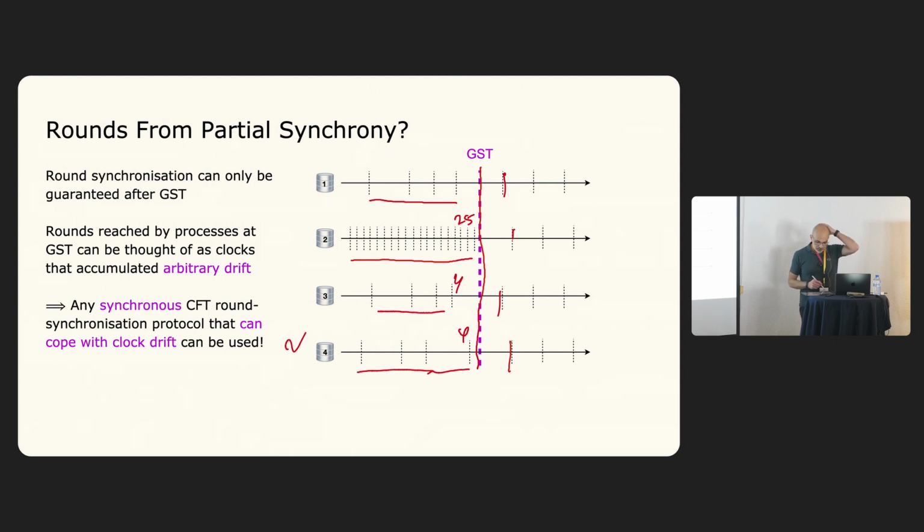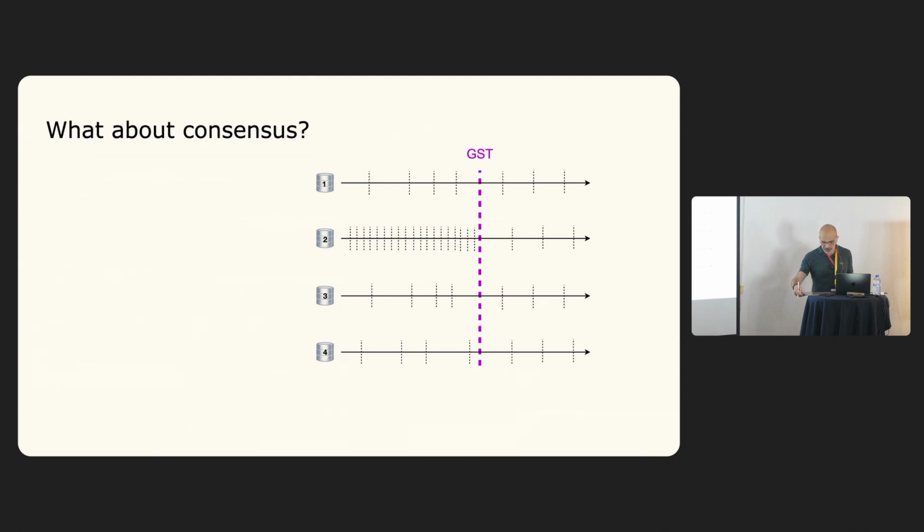So this is what is written for you here. Any synchronous CFT round synchronization that can cope with clock drift can be used to synchronize rounds in a partially synchronous system. Okay, so this is as it comes to round synchronization and partial synchrony. But the next question is, what about consensus, right?